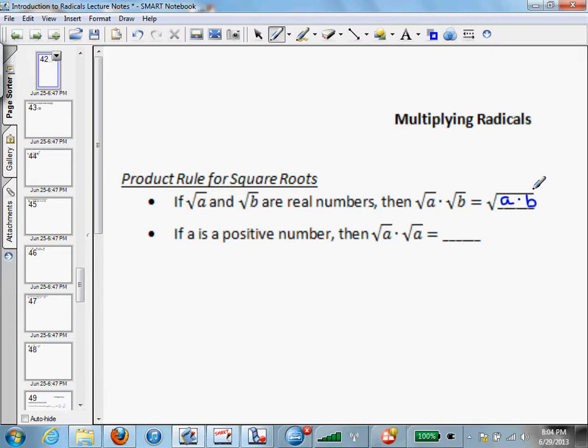If A is a positive number, then the square root of A times the square root of A just gives you A.